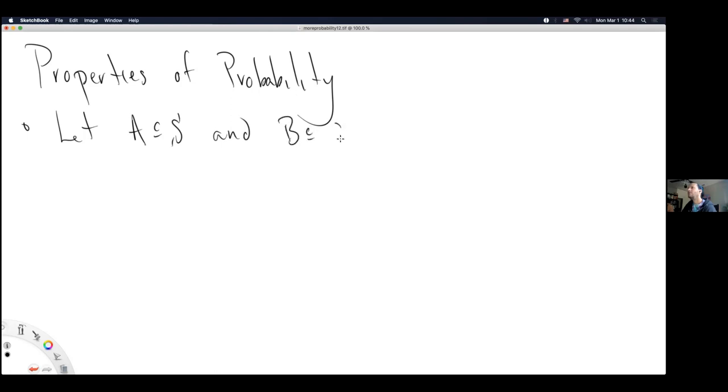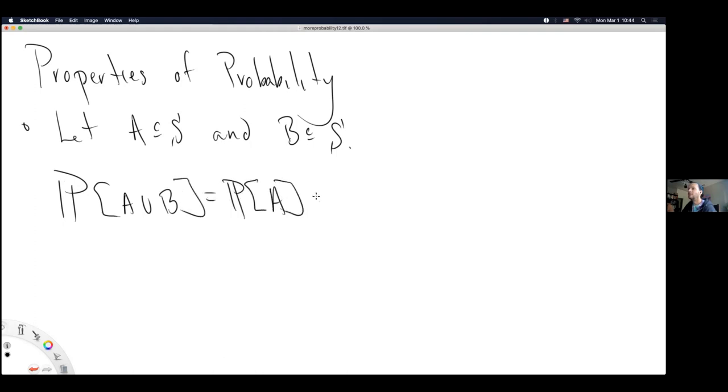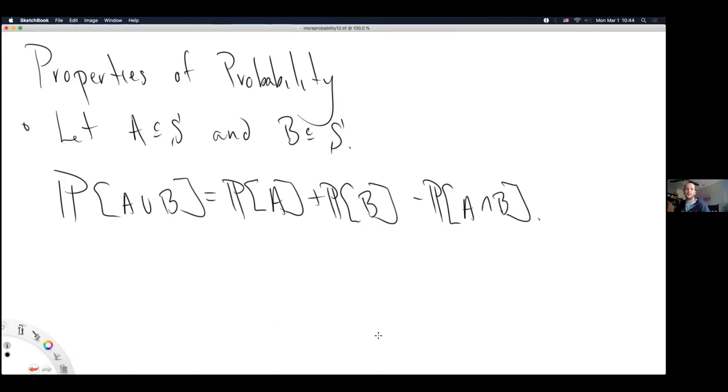Suppose you have two subsets of the sample space A and B. Then the probability of their union is equal to the sum of the probabilities minus their intersection. This is what we're going to spend the next 7 minutes on in this class, or however many minutes we need.